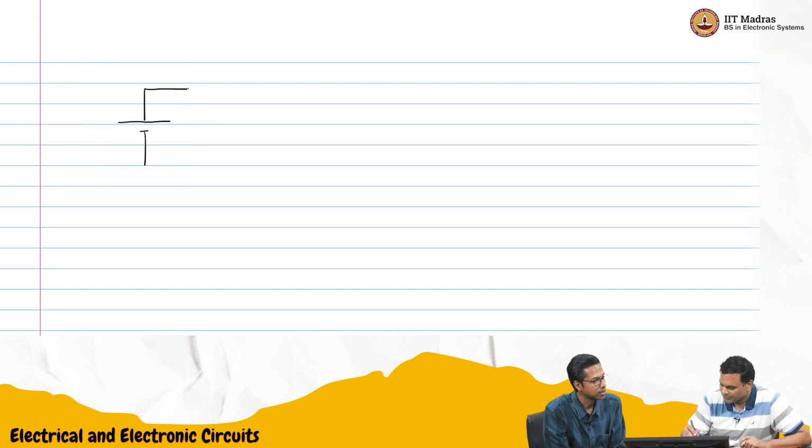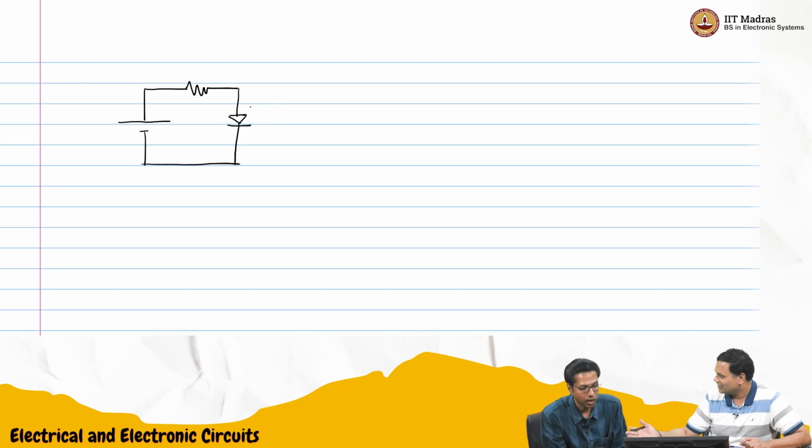We will introduce a series resistor. And this is your load resistor. I'll draw the diode here, and the load is traditionally drawn all the way to the right, to the end. So I'll draw it like that.